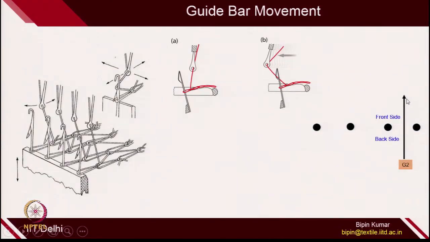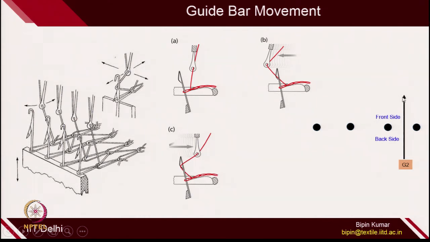Now the yarn comes to the front side, and to supply the yarn to this particular needle, this guide has to do two movements. One, it has to move along this needle bar, and also it has to swing back, which is shown here in the figure. If you see the direction of this arrow, there are two movements.